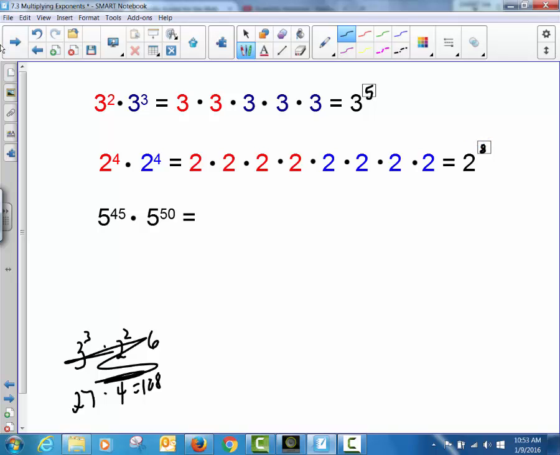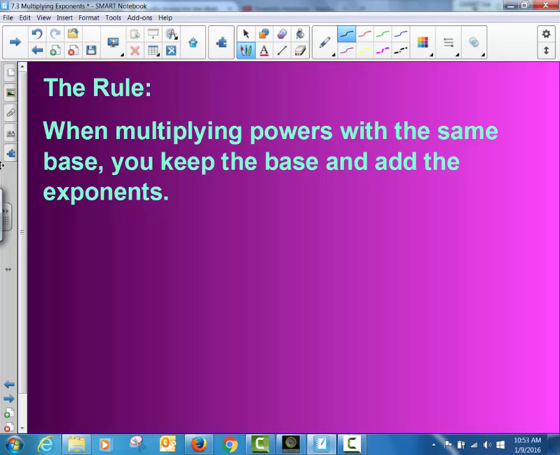We go 3, where'd my cursor go? There we go. 3 to the 2nd times 3 to the 3rd. 2 plus 3 gives me 5. 4 plus 4 gives me 8. Therefore, 45 plus 50 will give me 5 to the 95th. So when you're multiplying powers with the same base, all you have to do is add the exponents. And there it is in writing. When you're multiplying powers with the same base, you keep the base and add the exponents.